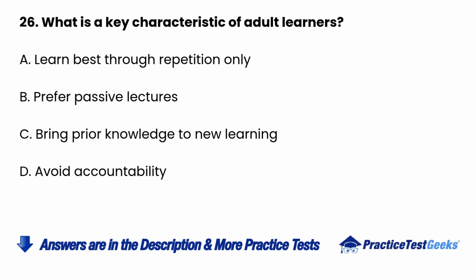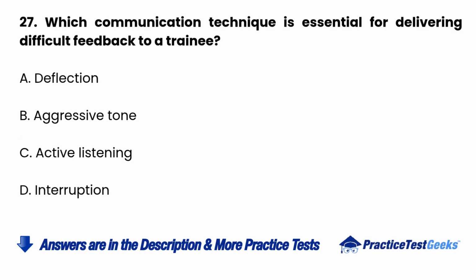26. What is a key characteristic of adult learners? A. Learn best through repetition only. B. Prefer passive lectures. C. Bring prior knowledge to new learning. D. Avoid accountability. 27. Which communication technique is essential for delivering difficult feedback to a trainee? A. Deflection. B. Aggressive tone. C. Active listening. D. Interruption.